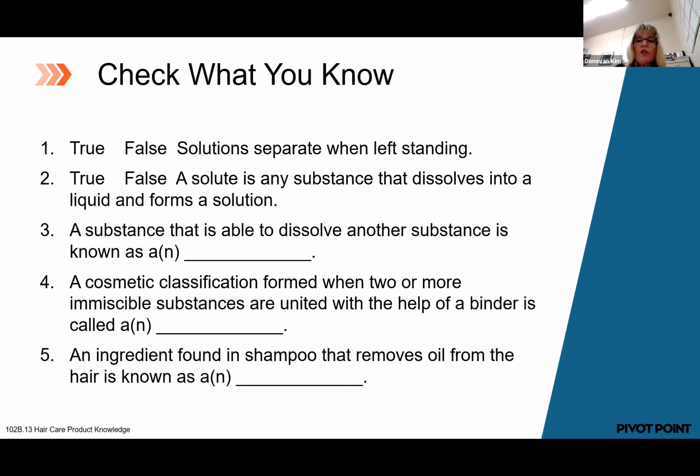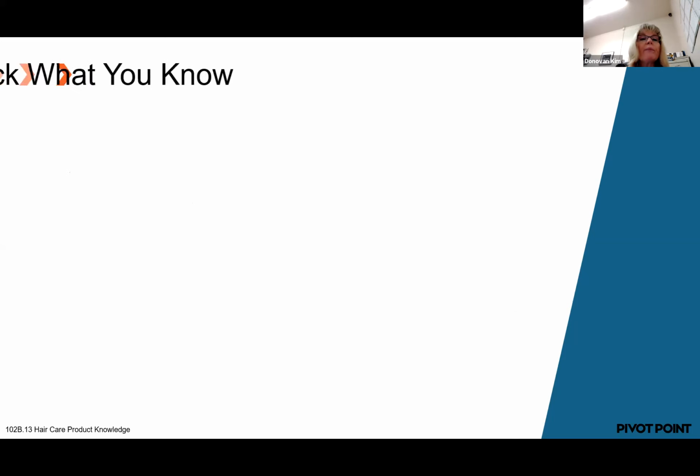An ingredient, okay, Hillary, let's come back to you. An ingredient found in shampoo that removes oil from the hair. I would say alcohol, maybe. Well, it's part of the surfactant. Well, maybe I could be wrong. I was thinking it was lipophilic, but I could be wrong on that one.